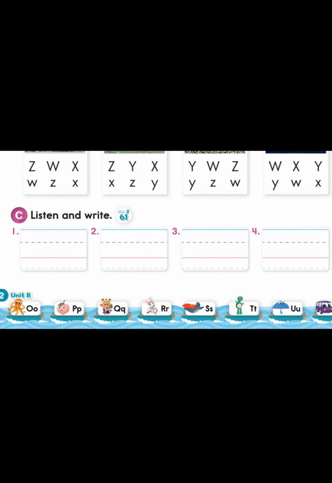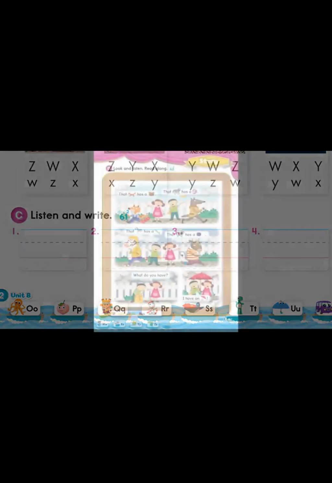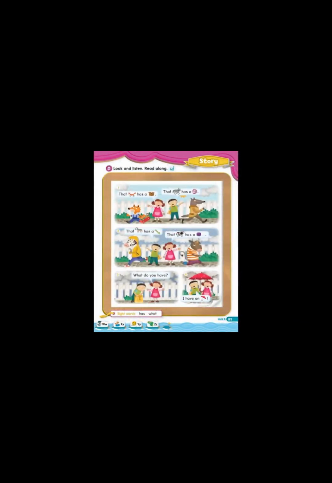Page 82. C. Listen and write. 1. Zero. 2. Yogurt. 3. Six. 4. Wolf.